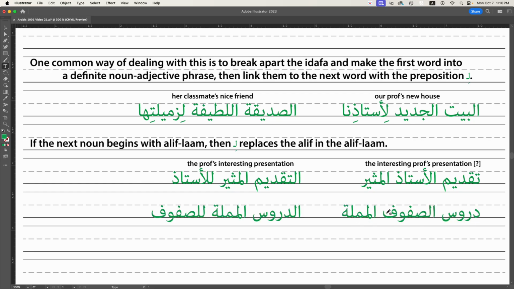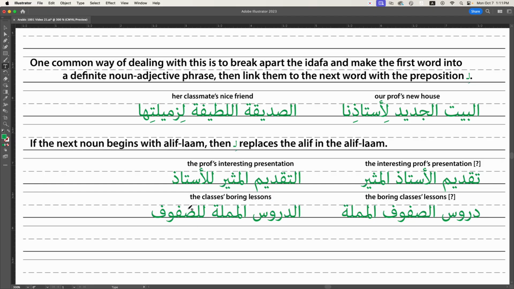So we could say, for example, here they're all feminine, these two, because they are non-human plural, lessons, classes, and then boring, which has ta marbuta, making it feminine singular. So which one's boring here? Is it the lessons or the classes? The default is that it's the classes, but we don't really know for sure. Again, hence the question mark. The boring classes' lessons. Over here, we could break it apart, ad-durus al-mumilla, the boring lessons, and then link it back together with the preposition li, lis-sufuf, of the classes. So now it becomes the classes' boring lessons.